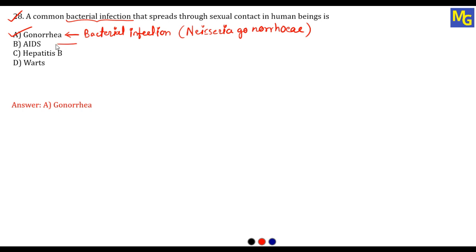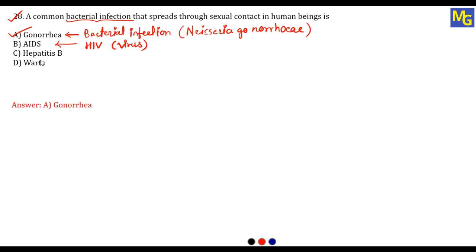Then the next one is AIDS. AIDS is acquired immunodeficiency syndrome. This is caused by HIV, that is human immunodeficiency virus. So this is due to virus. So I'll write it here. This is due to virus.